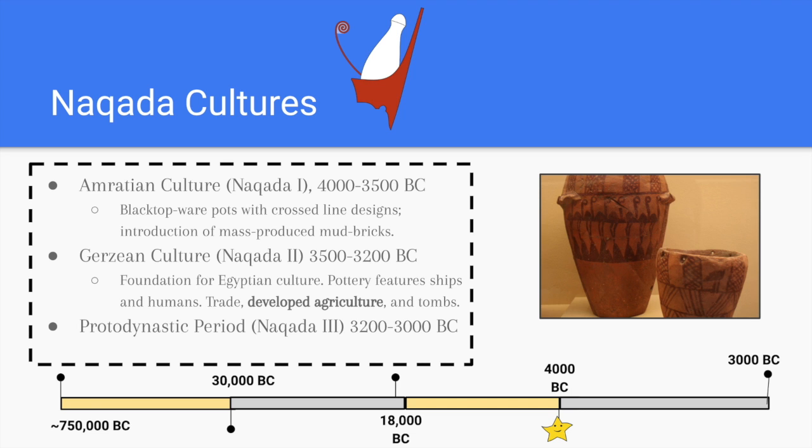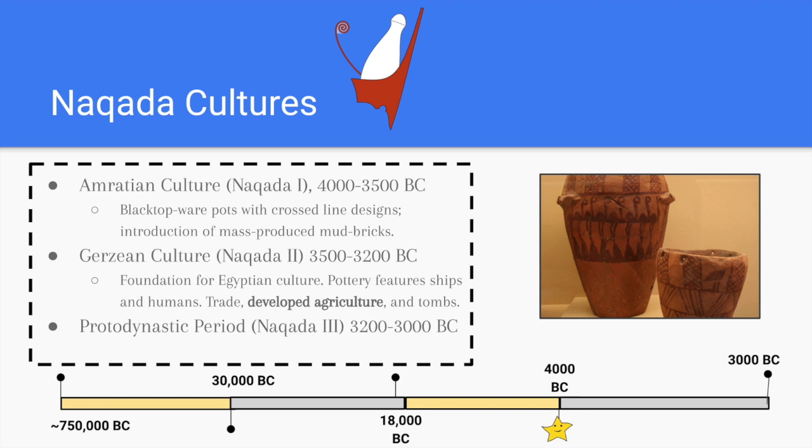So this is important for two reasons. The cross-line design shows that there's more of a culture being used, that people aren't just producing pottery for the use. They have an aesthetic or a beauty standard for the crafts they're producing.